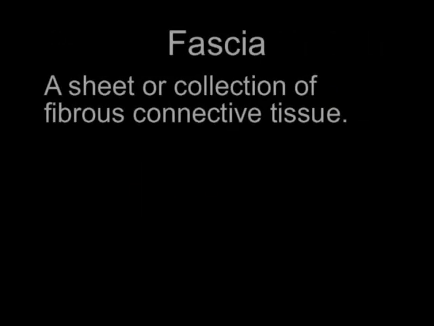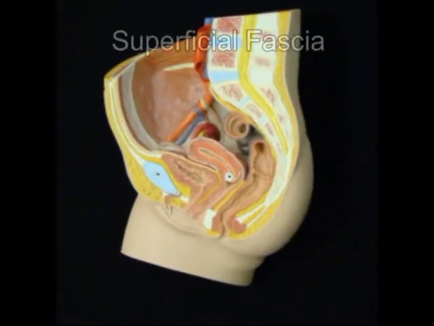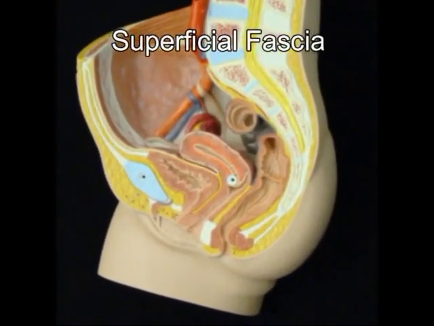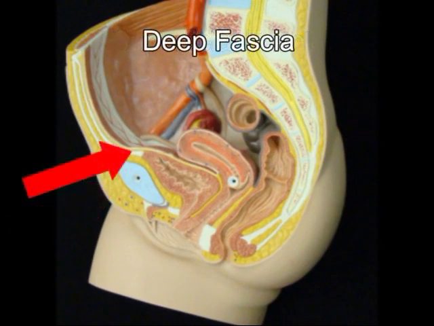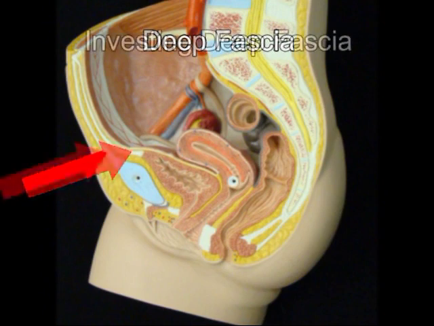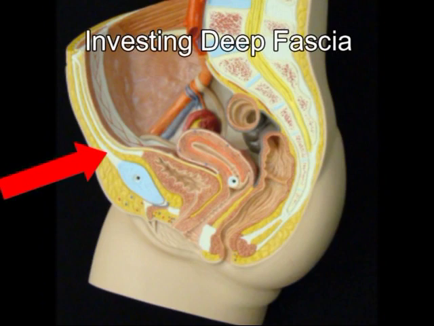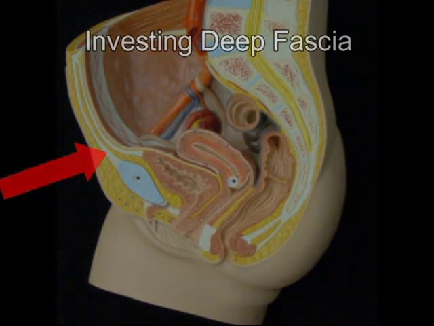A fascia is a sheet or collection of fibrous connective tissue. The superficial fascia is a connective tissue which lies immediately beneath the skin and is often known as a subcutaneous layer. Deep fascia form envelopes for muscles and other organs and fill spaces. One deep fascial membrane is the 3rd envelope of the whole body, beneath the skin and the subcutaneous layer. It is known as the investing deep fascia.